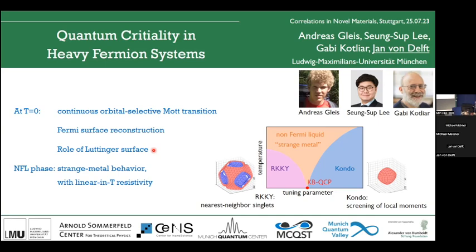There's a Fermi surface reconstruction that has been known for a long time, but we clarify the role of the Luttinger surface in this story. And we also study the strange metal regime. I should have said we study this in the context of the periodic Anderson model. And we show that there's strange metal behavior at finite temperatures with linear-in-T resistivity, and quite a number of other details that I will touch upon.